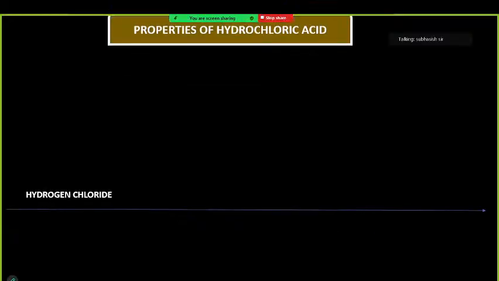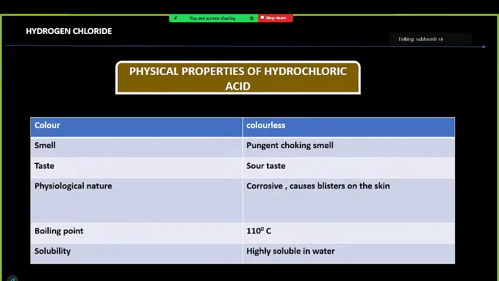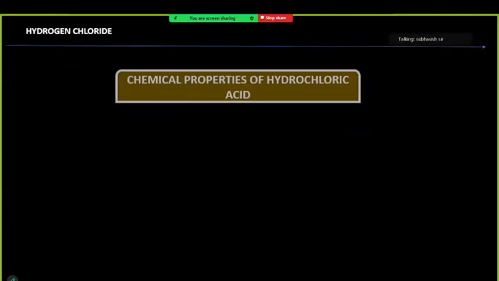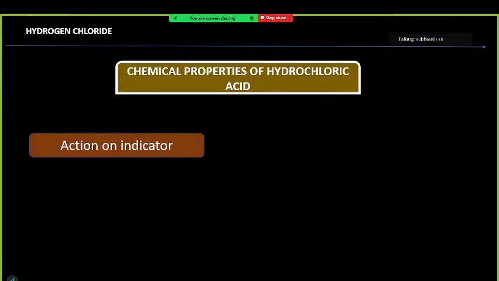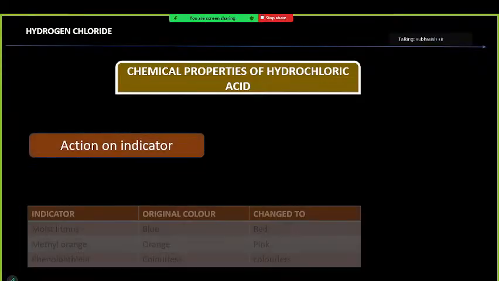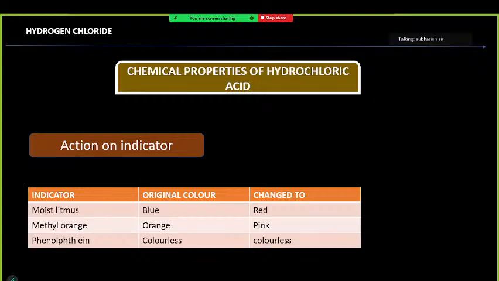Now some properties of hydrochloric acid, the physical properties. The smell is pungent, quite similar to that of hydrogen chloride gas. Pungent, choking smell, sour taste, corrosive, etc. Boiling point is 110 degrees Celsius, and already you have mentioned that hydrogen chloride is highly soluble in water, so nothing important here. The chemical properties of hydrochloric acid. Because of its acidic character, litmus paper is converted into red, methyl orange is converted to pink, and phenolphthalein is colorless in acidic medium.